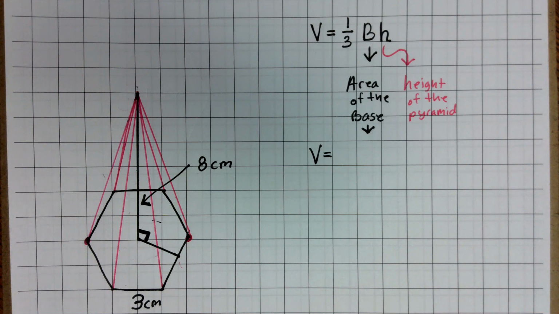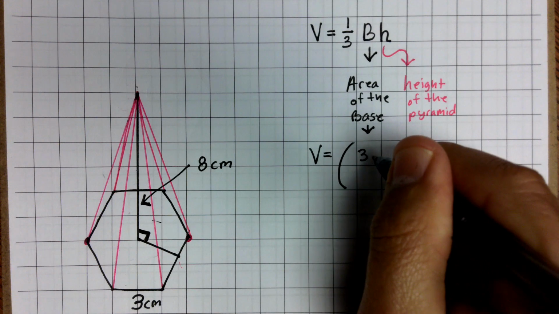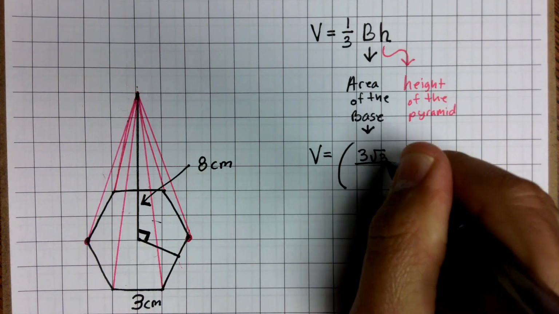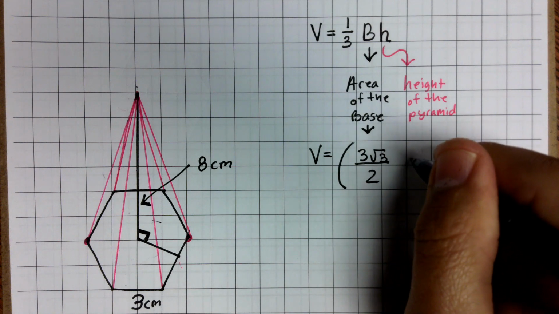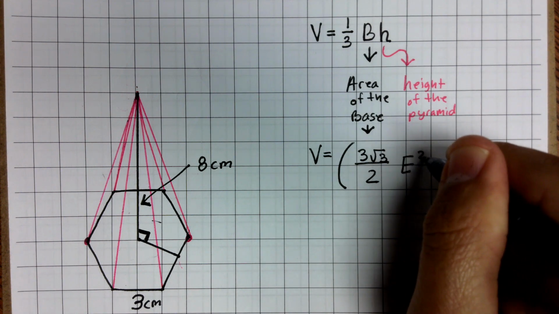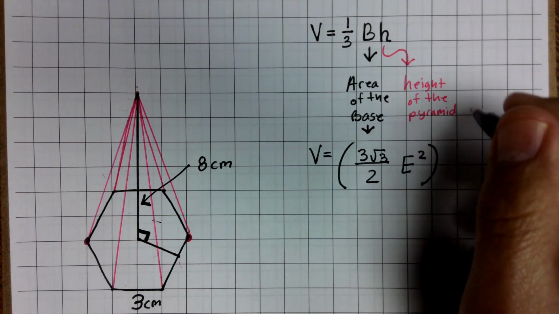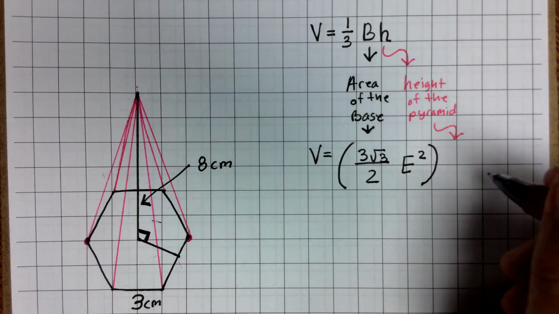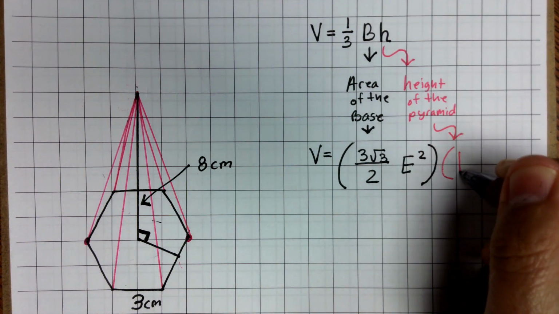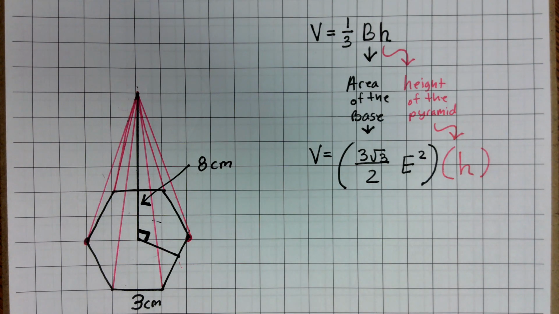And the area formula for that is going to be 3 square root of 3 over 2 times e to the second power. That's the area of the base of a regular hexagonal pyramid. And then I'm going to go ahead and show you the height. We're going to put H for height. So that's real simple, right? We're just substituting that value.